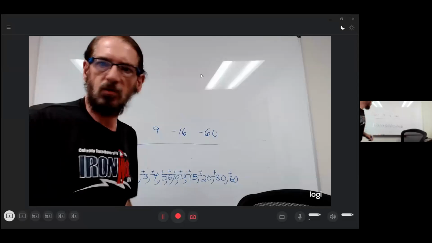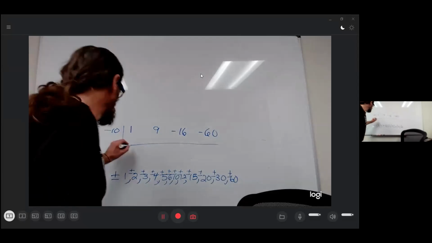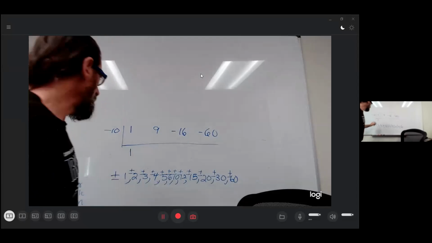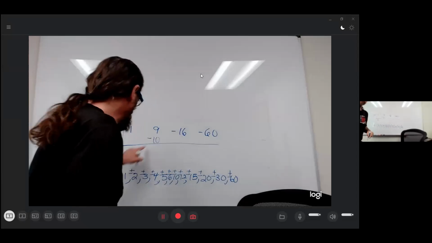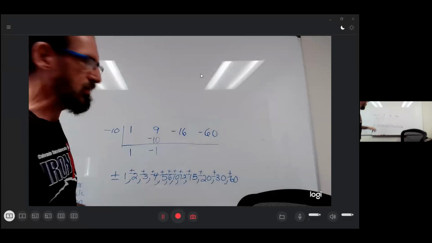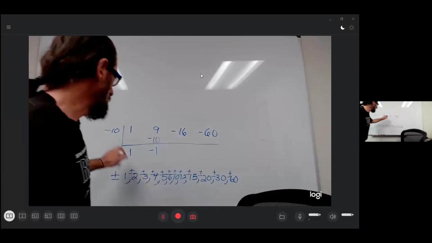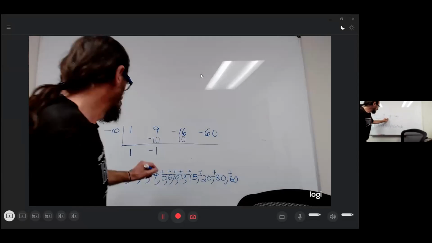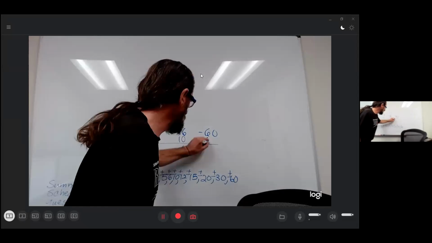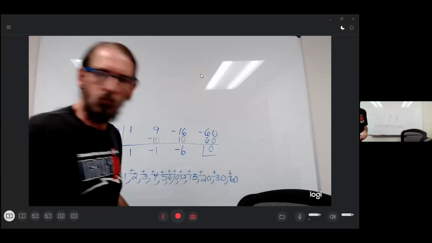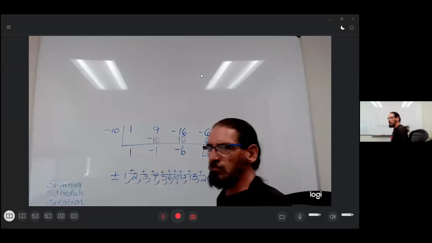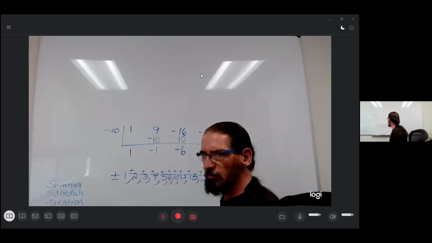So I'm going to do synthetic division here. Bring down the 1. Multiply the last entry in the bottom row by what's outside, bring it up here diagonally, and then add. Watch your signs. That's a negative 1. Multiply by a negative 10. That's positive 10. Negative 6 when we add. Negative 6 times negative 10 is positive 60. I do get a remainder of 0. So x equals negative 10 is a 0 of this polynomial function.